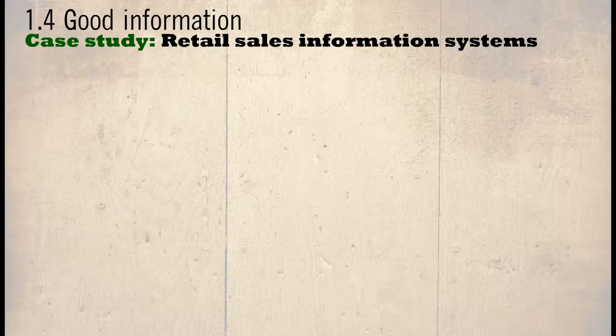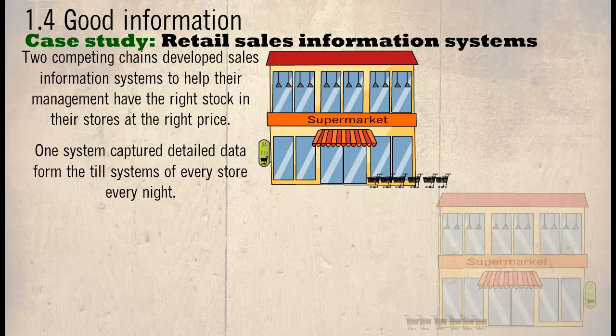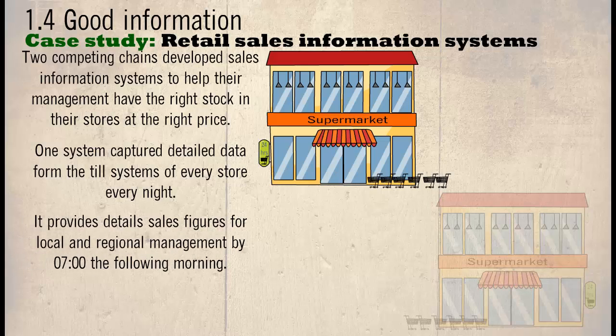Case study. Retail Sales Information System. Two competing chains developed sales information systems to help their management have the right stock in their stores at the right price. One system captured detailed data from the till systems of every store every night. It provided detailed sales figures for the local and regional management by 7 the following morning.